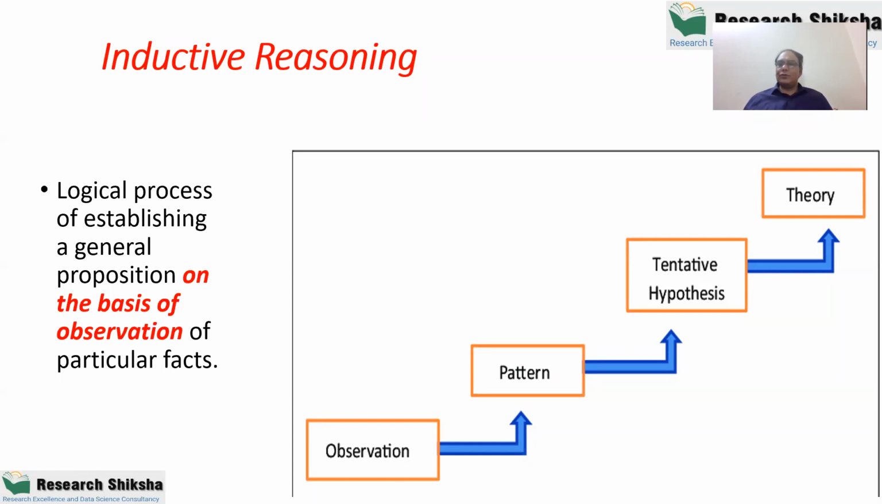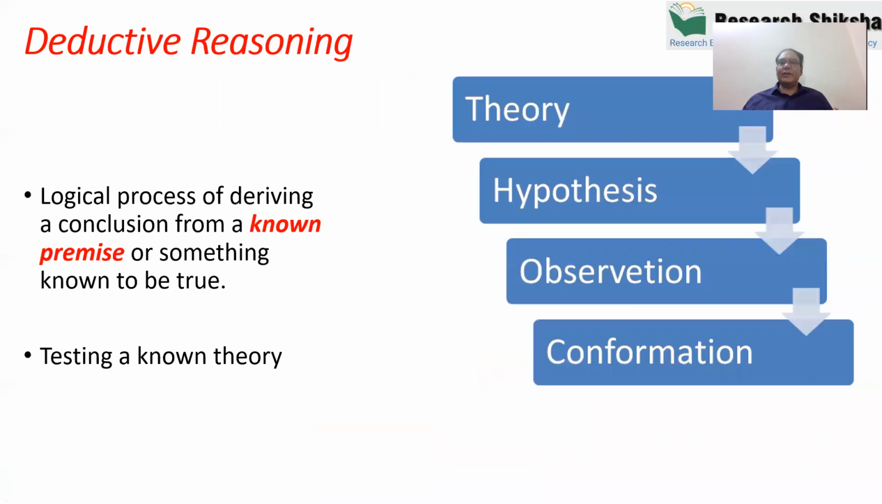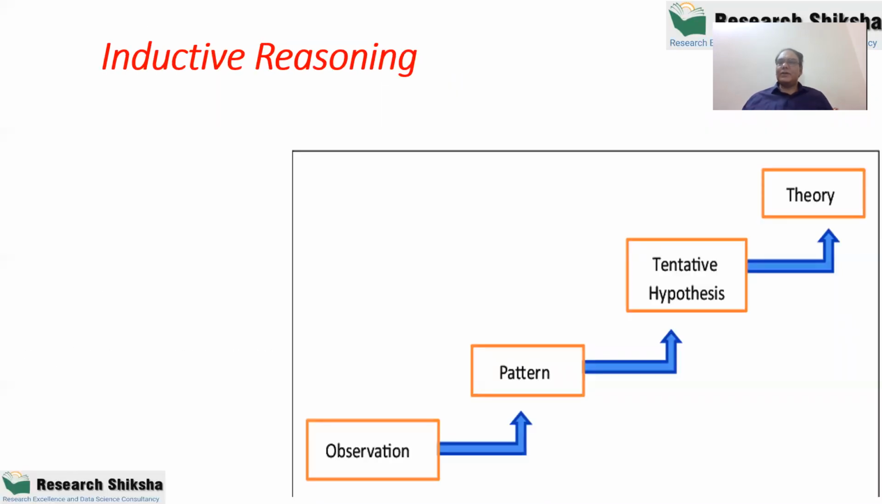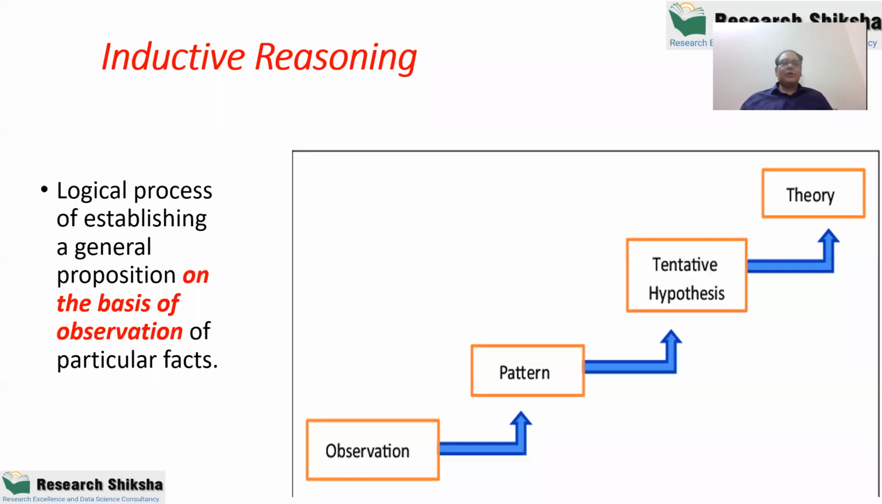So you should be clear about which approach you are going to follow. Am I going to follow the deductive approach? It means my research is guided by theory, or my research is guided by observation or phenomena. So this is the difference between the inductive approach and the deductive approach. And I hope you are clear about what each approach is and the difference between them. Okay, so just read this: a logical process of establishing a general proposition on the basis of observations of particular facts.